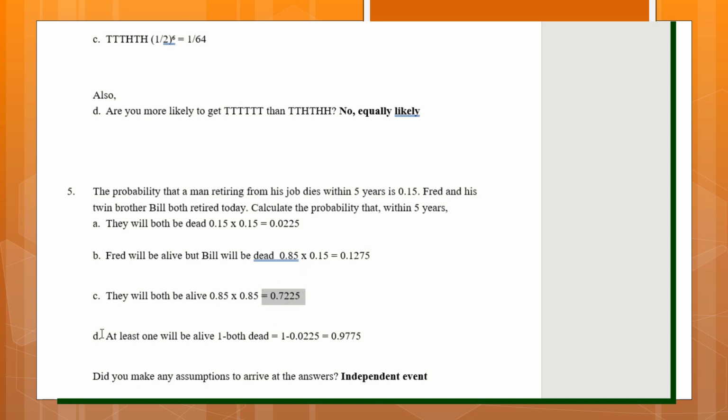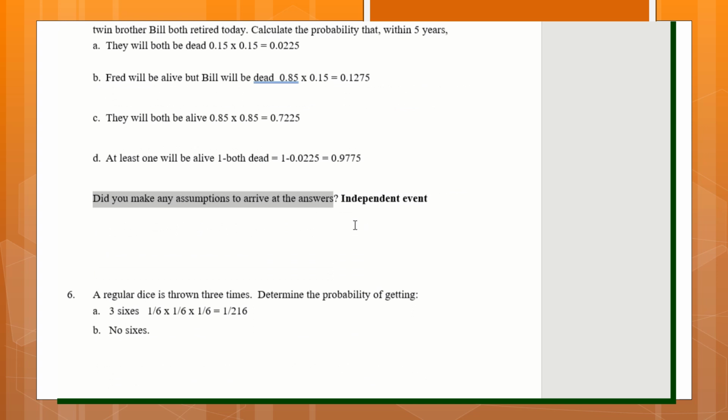At least 1 will be alive. So whenever they ask you at least 1 will be alive, you just do 1 minus both don't have. It's the fastest way to do it. So 1 minus both dead, 1 minus this, you get this. So what's the assumption that you use to arrive at your answer? They are independent. Their deaths are independent. That is why you can take the intersection. To find the intersection, you just multiply.